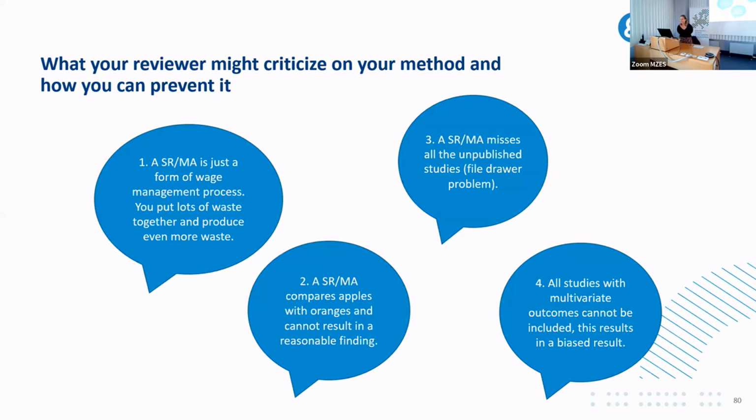And then, all studies with multivariate outcomes cannot be included in the result. This result is a biased result. I mean, here's the only thing I have to say. Yes, there are methods to include multivariate outcomes in meta-analysis, which is then with Bayesian statistics, but with the normal methods I referred to here, it's still not possible to include regression results.